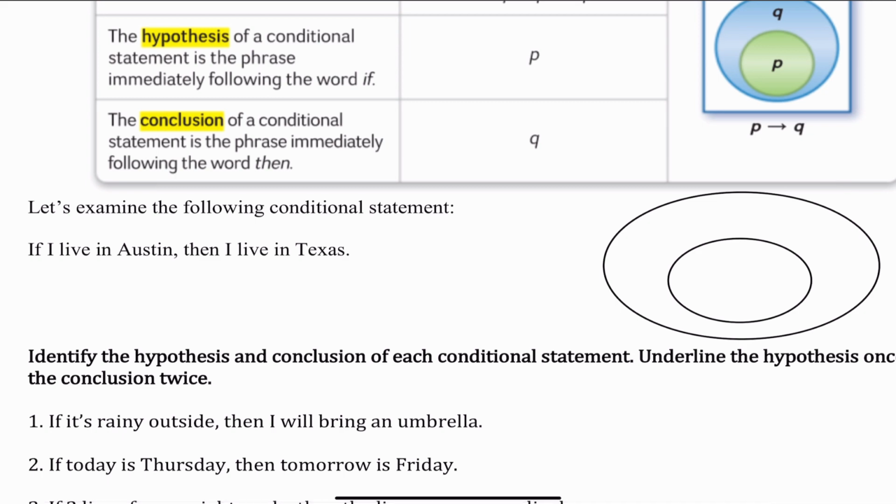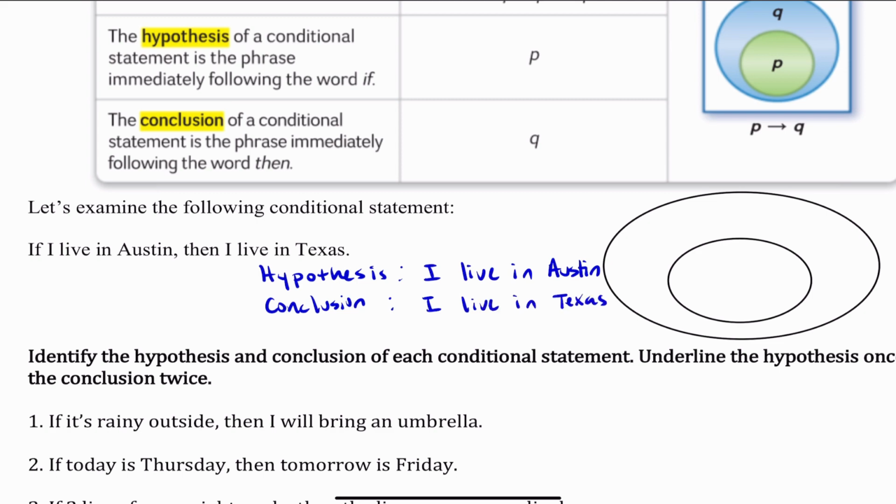Let's examine the following conditional statement. If I live in Austin, then I live in Texas. So, what is the hypothesis? What is the conclusion? Again, anything after the word if is our hypothesis, and anything after the word then is what we call our conclusion. So, here, the hypothesis is I live in Austin, and our conclusion is I live in Texas. Well, if I live in Austin, then of course I live in Texas.